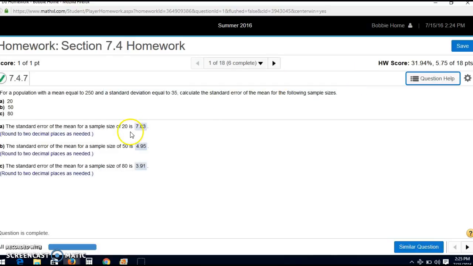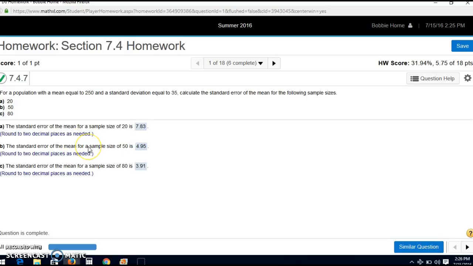So if we look at our example for A, how did I get 7.83? First thing that you have to remember is that you're going to use your sample size, which is 20. So you're going to do 35 divided by the square root of n. Well, n is 20. So you take 35 divided by the square root of 20, and you will round that to 2 decimal places. When you do that, you will get 7.83.